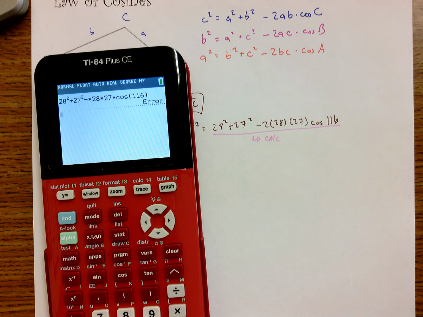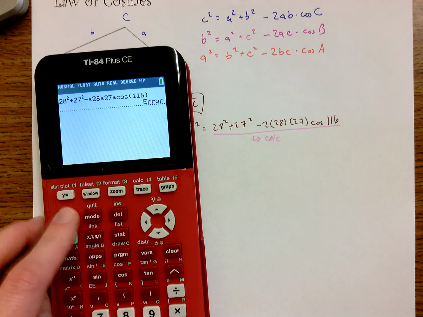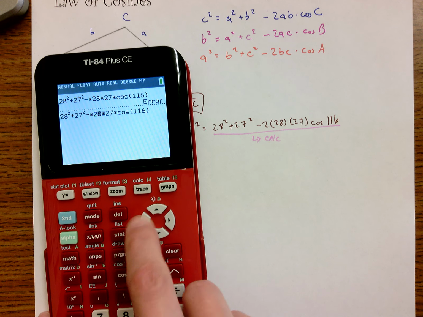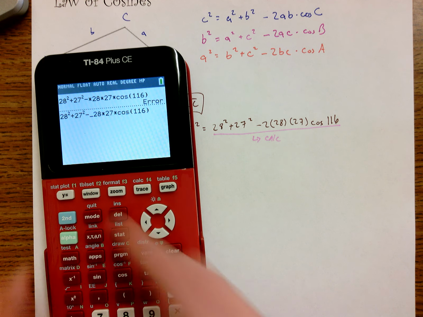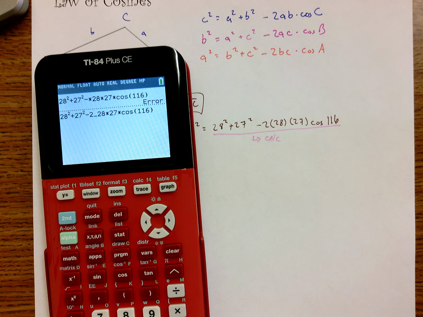Oops, I typed something wrong. What did I type wrong? Oh, I have a minus and then a times. Oh, because I missed the 2. So I need to add in a 2. There we go. All right, now it's typed in correctly.